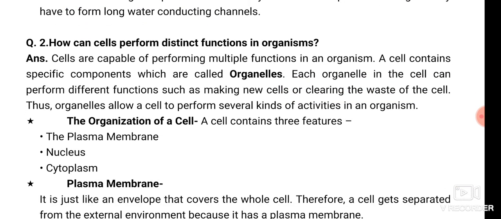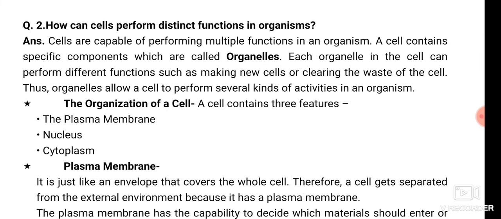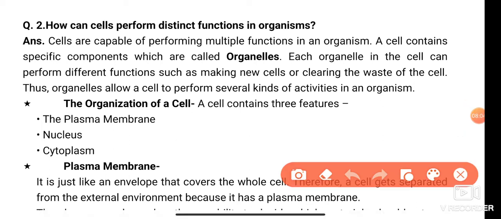Next is, how can a cell perform distinct functions in an organism? Cells are capable of performing multiple functions in an organism. A cell contains specific components called organelles.